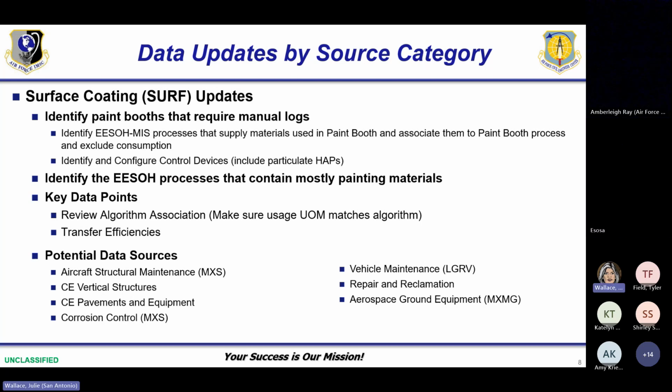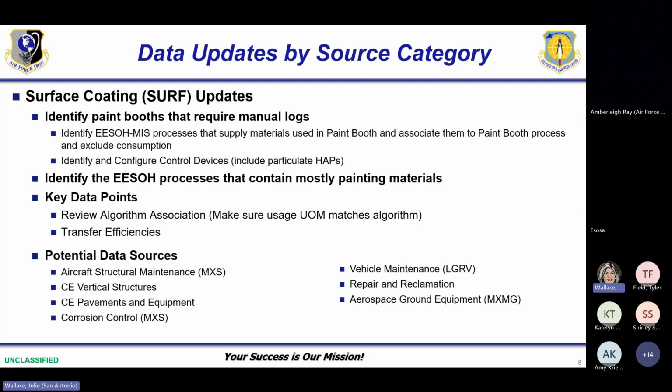All right, surface coating. So surface coating depends on your regulatory posture. Okay, some installations don't have very stringent regulations. They may not have any paint booths, but other ones have paint booths that have things like hourly rolling totals or daily rolling totals, weekly. And in that case, the ESO-MIS data is not going to be feasible for you to use.